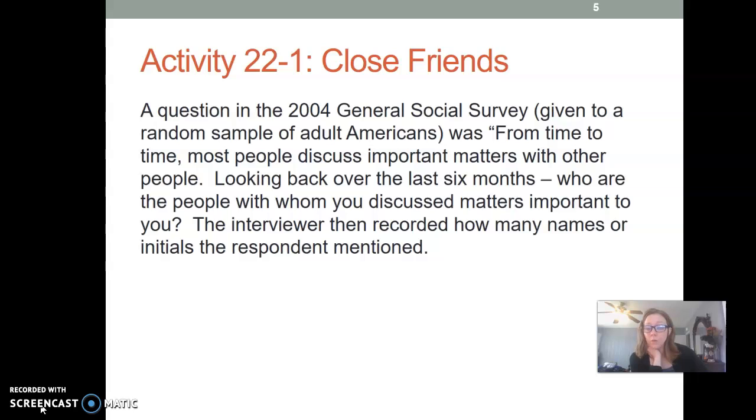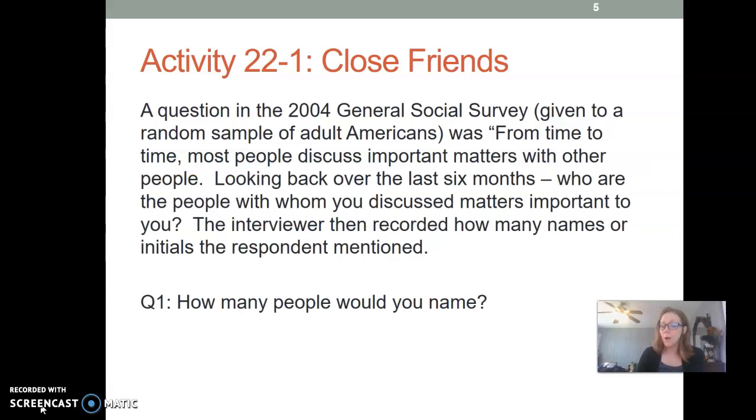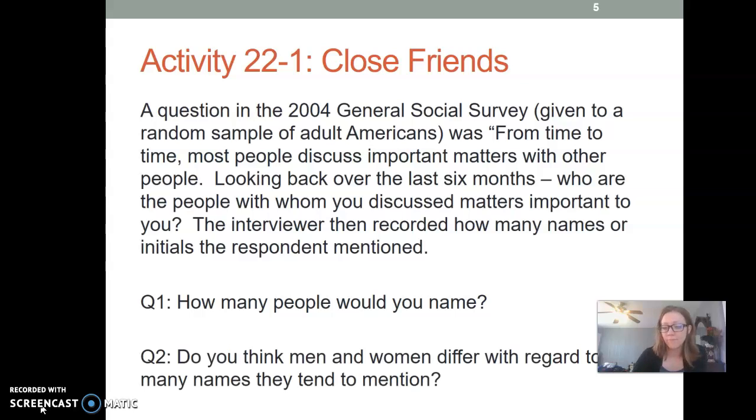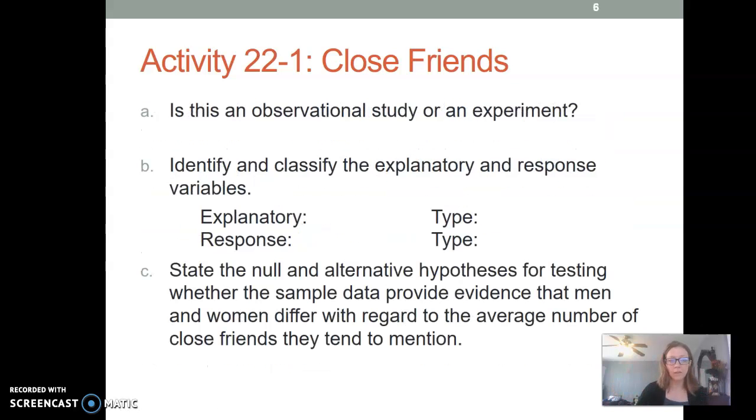And then the interviewer recorded how many names or initials the person mentioned. So you might want to ask yourself, how many people would you name? And do you think that men and women differ with regard to how many names they tend to mention? So just think about that. That's what we're going to be studying here in this activity.